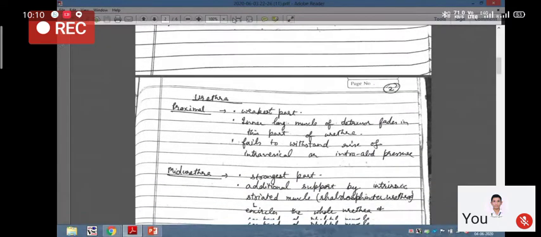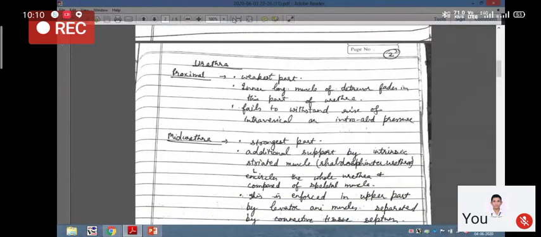The urethra is anatomically divided into three parts: the proximal urethra, the mid urethra, and the distal urethra. The proximal urethra is the weakest part, and the inner longitudinal muscle of the detrusor fades into this part of the urethra. And the proximal urethra cannot withstand the rise of intravesical or intra-abdominal pressure.